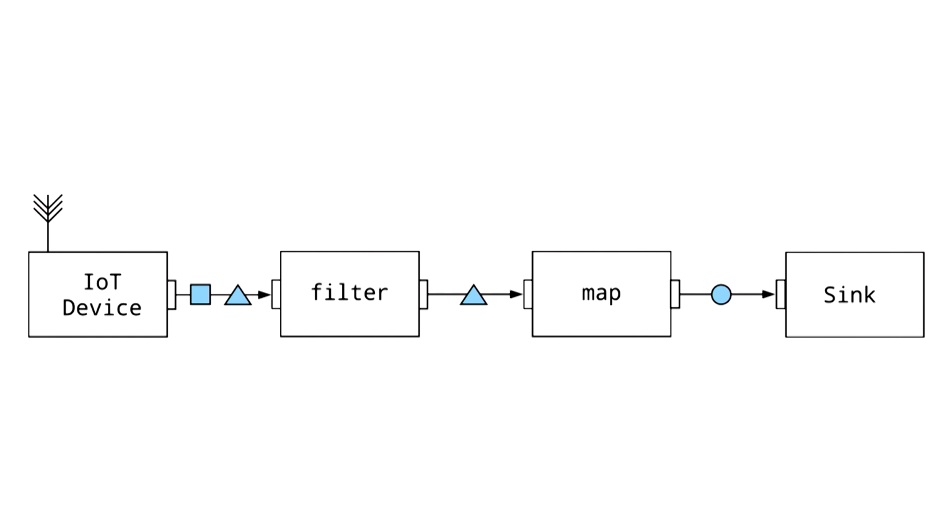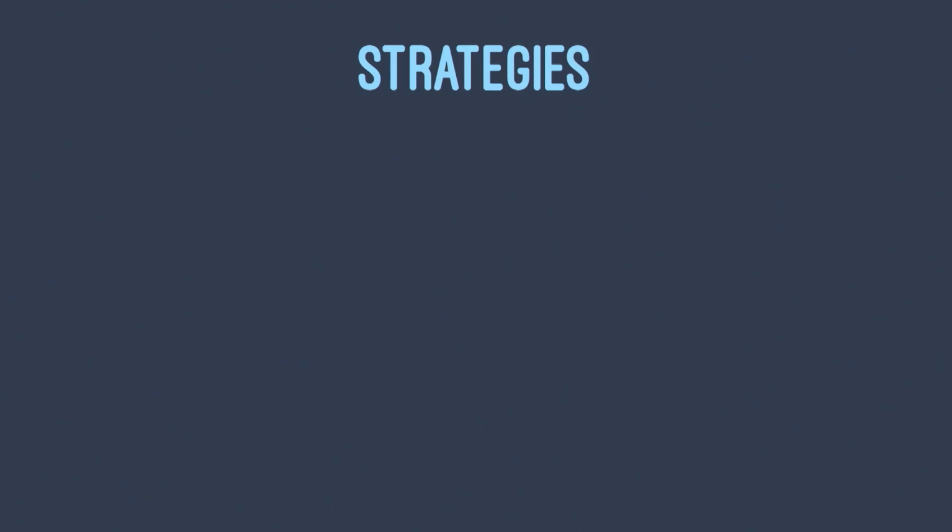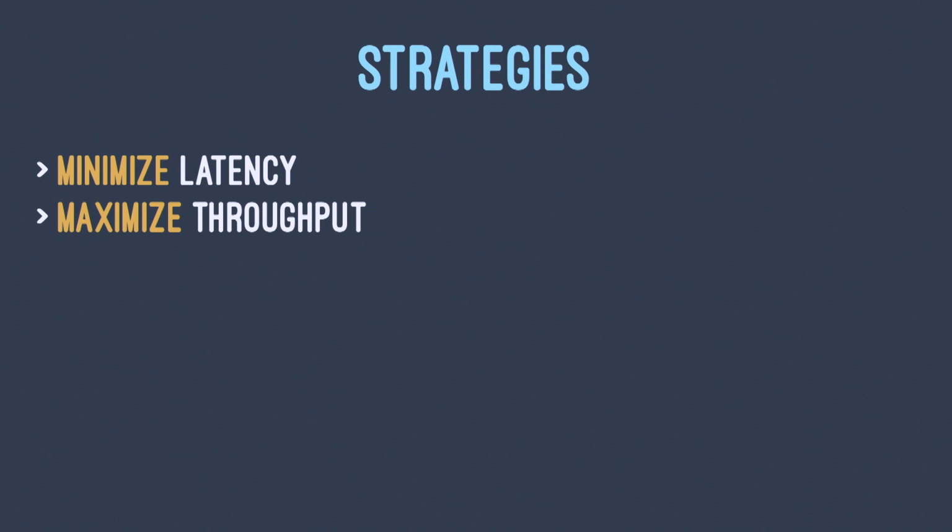So whether a stream is ephemeral or durable, bounded or unbounded, the strategies to improve the performance basically boil down to the following. I want to minimize latency, so the end-to-end latency of any single message, maximize the overall throughput of the entire stream, and maximize scalability through efficient use of resources.